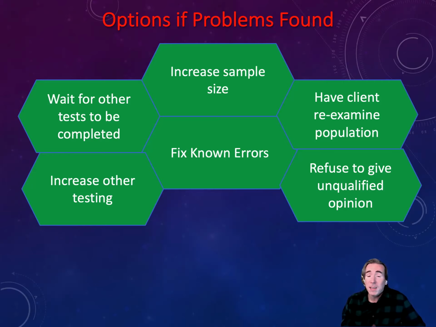Another option we can do is increase other testing. No, I'm not saying we were testing for existence, we couldn't find that, so we're going to do more testing for completeness. I'm saying we might be able to do other testing relevant to this assertion. We could have the client go back and do additional testing, or our thermonuclear option, we could simply refuse to give an unqualified opinion, or we could issue a material weakness opinion if it's about internal controls. That option is theoretical. Very seldom would you want to reach that point because it's going to strain the auditor-client relationship.